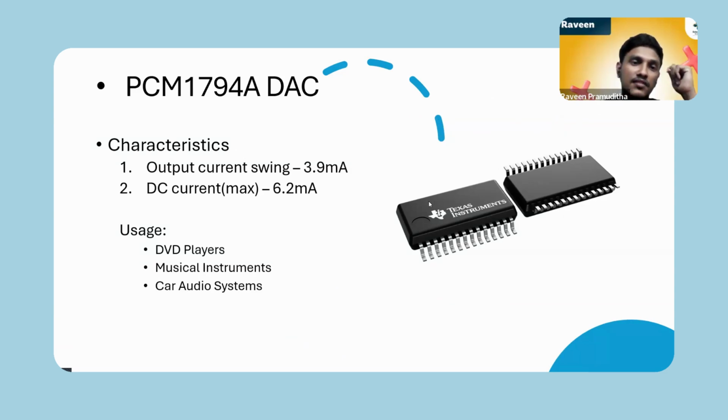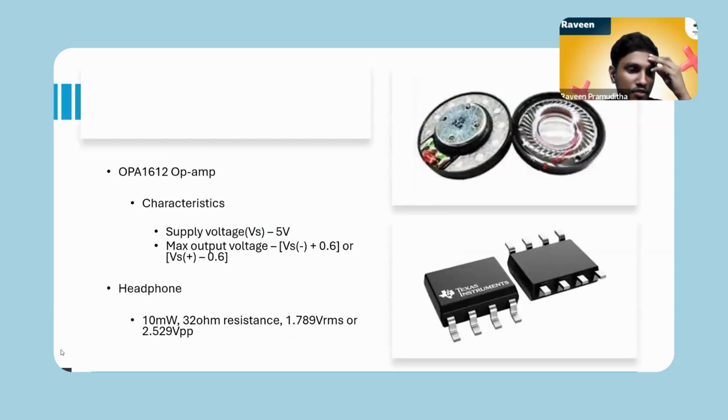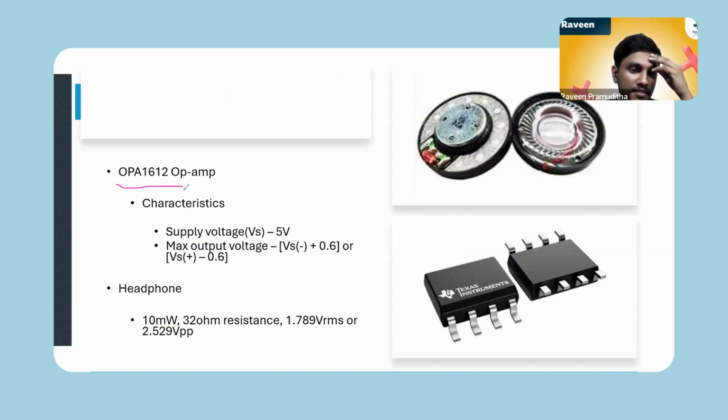So the other things I'm going to use are the OPA1612 op-amp and my headphone jacks and headphones. For the op-amp, I'm giving a 5-volt power supply. If I give a 5-volt power supply, I can get a maximum output of plus or minus 4.4. So there is a 0.6 voltage drop inside the op-amp.